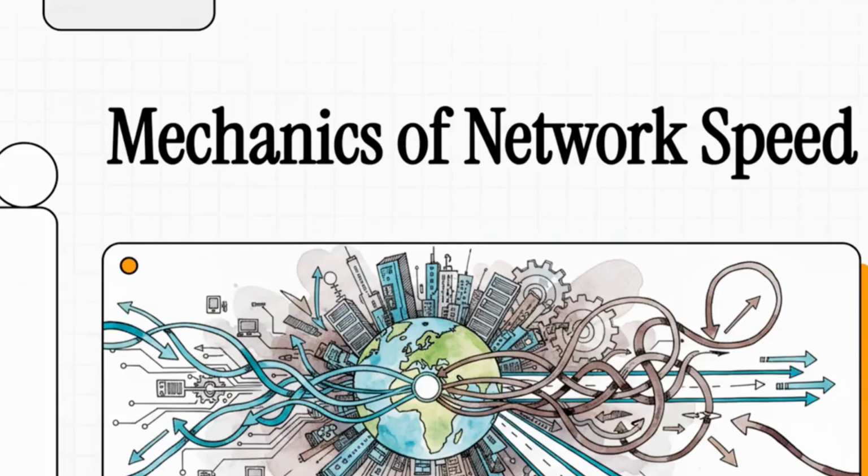Welcome to The Explainer. Today we're pulling back the curtain on the invisible mechanics that dictate whether your data absolutely flies across the globe in an instant or dies a slow, frustrating death right there on the wire. We interact with computer networks all day, every single day, but we rarely look at the actual physical rules of the road that make our digital lives possible. So let's get right into it.